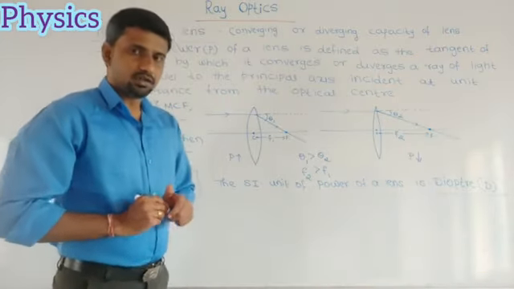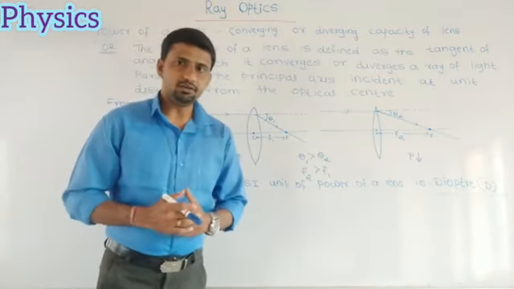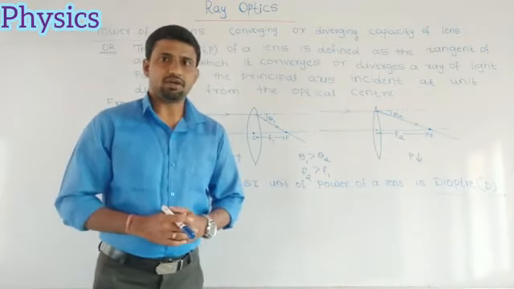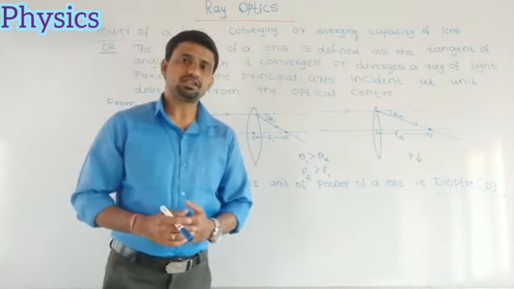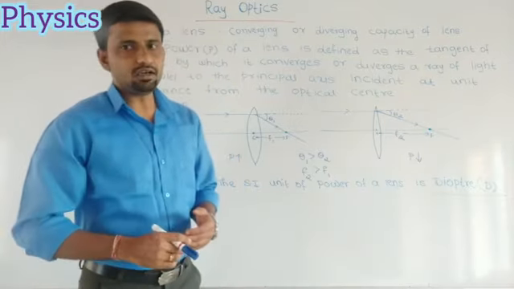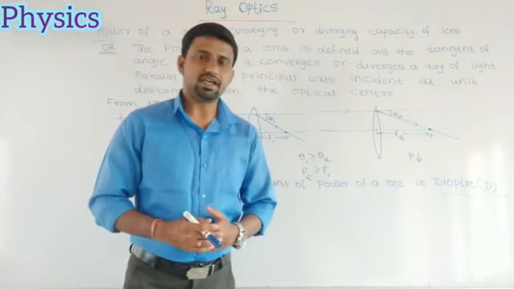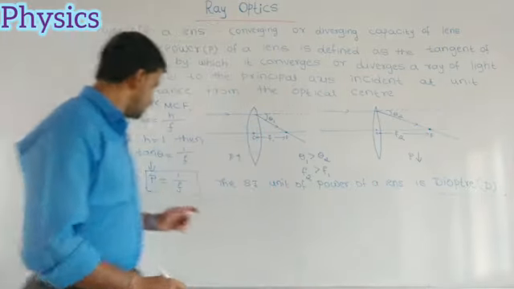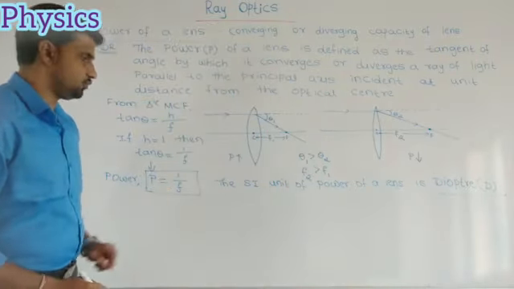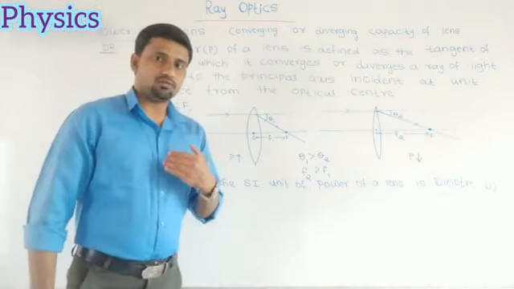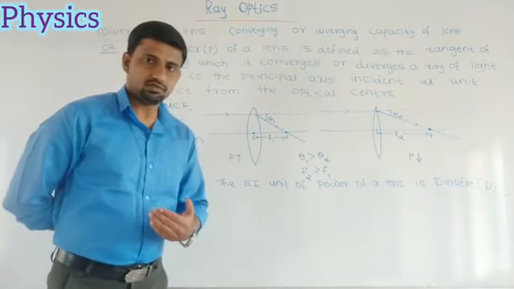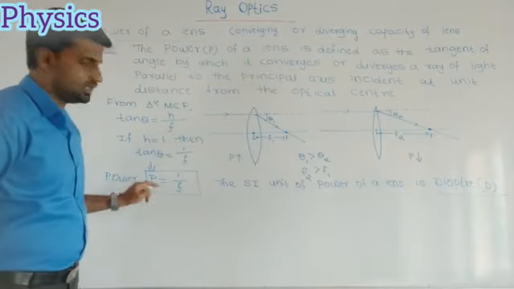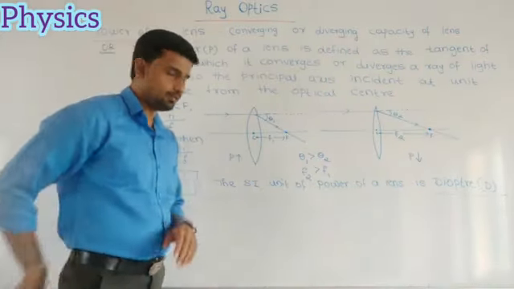And we know that there are mainly two types of lenses. They are nothing but a convex lens and the other one is the concave lens. We call the convex lens a converging lens and we call the concave lens a diverging lens. For converging lenses, the power is always positive, and for diverging lenses, the power is always negative. That one also you should remember.